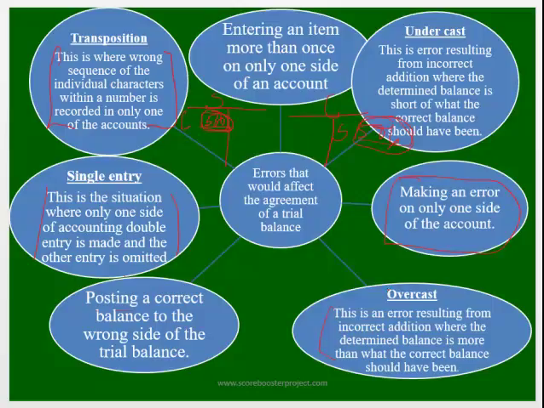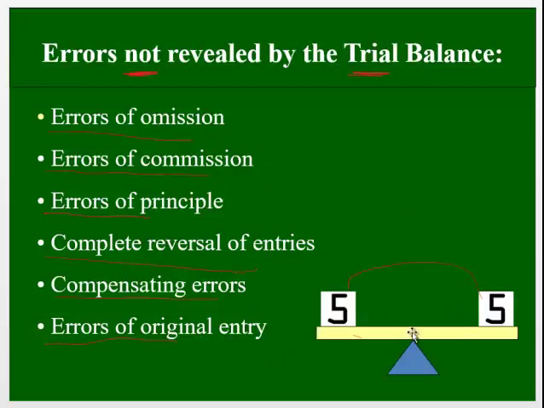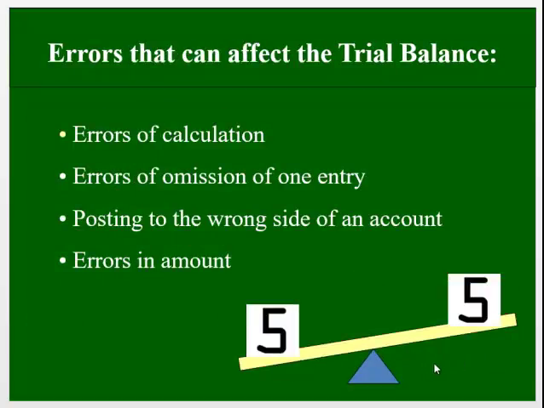Now let's look at how it looks like. What we are saying is that this will not balance as compared to what we have here. Here we have this balanced. With all these errors we have committed, your trial balance will still balance. But with the other errors you have committed, then something will not balance. One will be higher than the other.